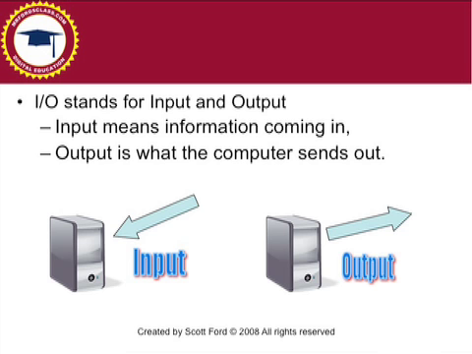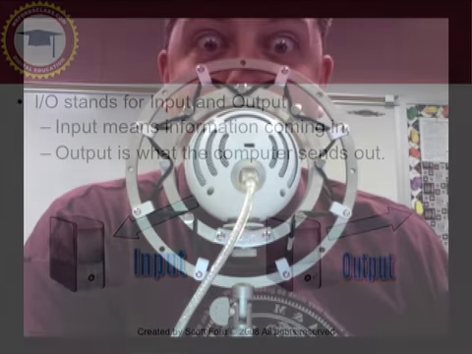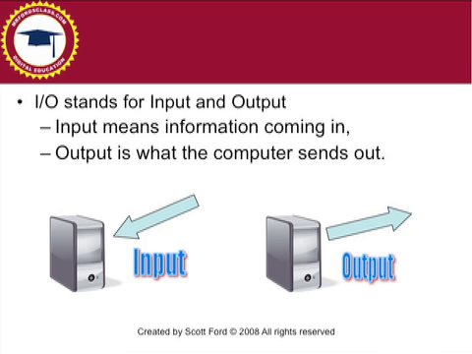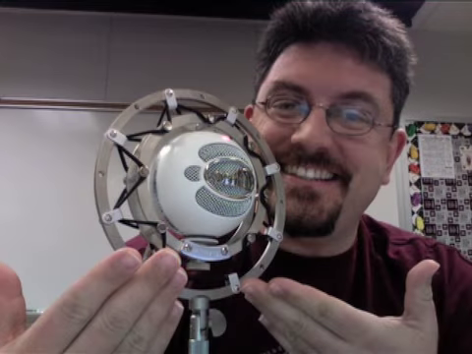Input means bringing information into a computer. For example, I'm using a USB microphone right now to talk to my computer. The computer is taking my voice and converting it into digital format that the computer can process and use. The microphone in this case is an input device. It is bringing information outside the computer into the computer.